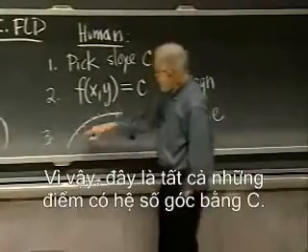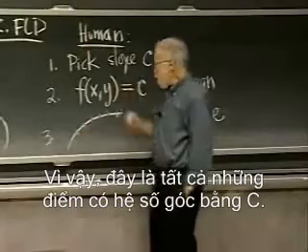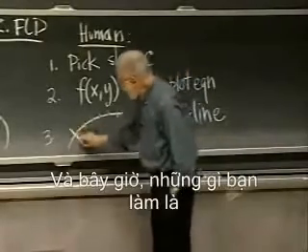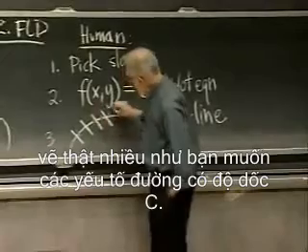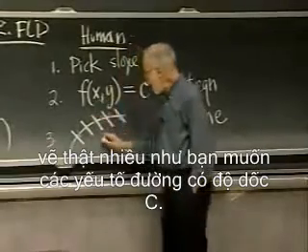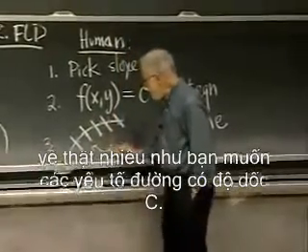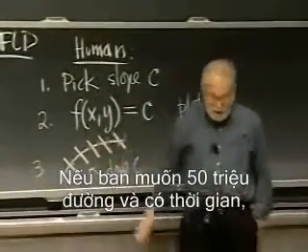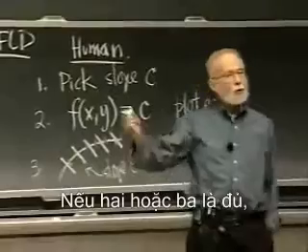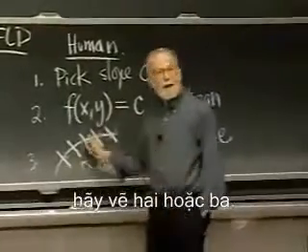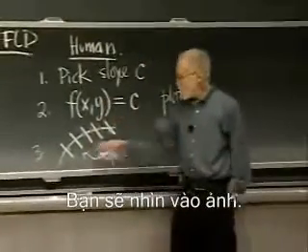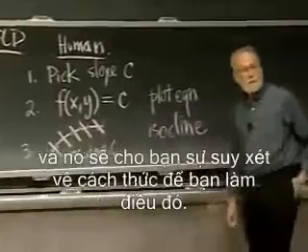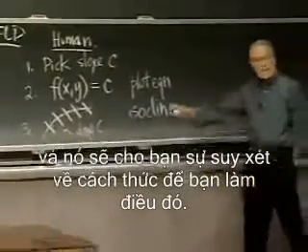So what do you do? These are all the points where the slope is going to be c, and now what you do is draw in as many as you want of line elements having slope c. Notice how efficient that is. If you want 50 million of them and have the time, draw in 50 million. If 2 or 3 are enough, draw in 2 or 3. You'll be looking at the picture. You'll see what the curve looks like, and that will give you your judgment.